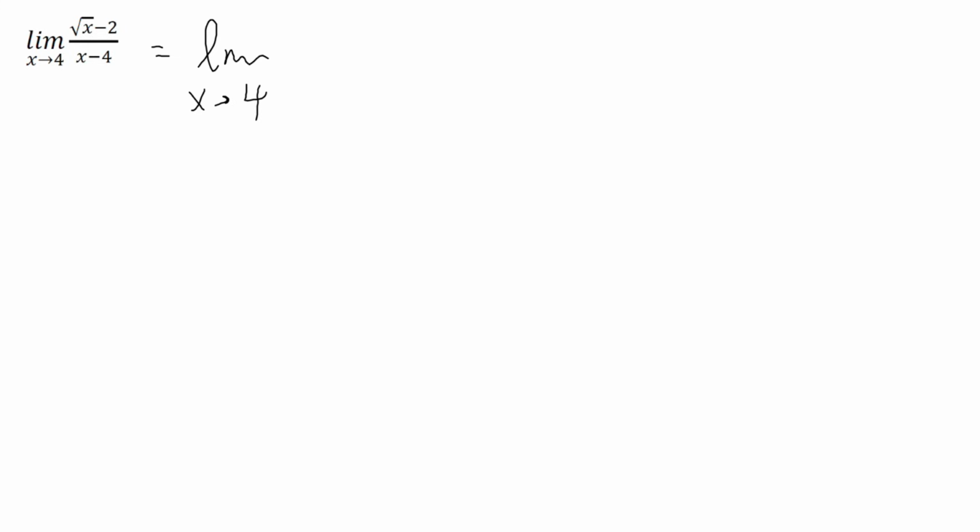The limit as x approaches 4 of root x minus 2 is going to stay in the numerator, but the x minus 4 in the denominator will factor.